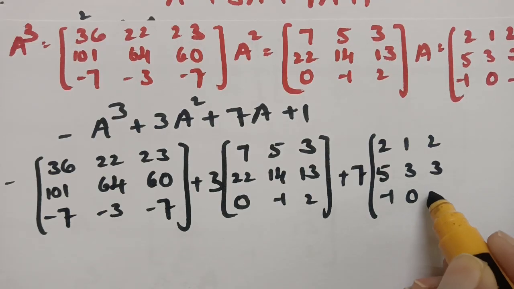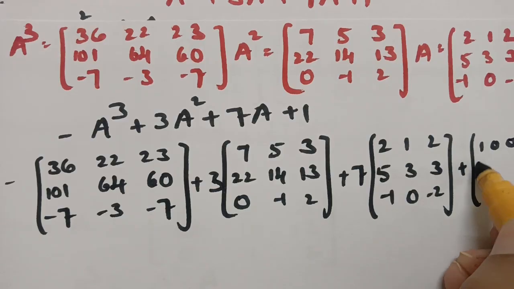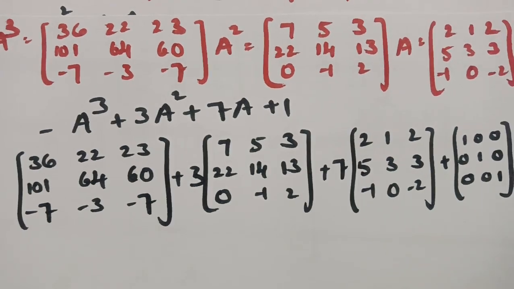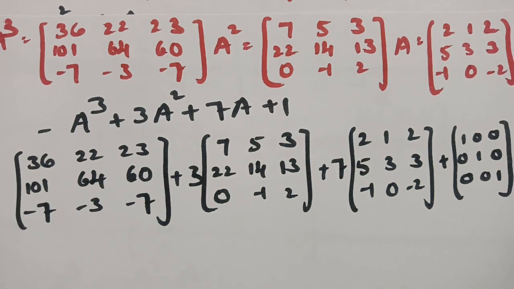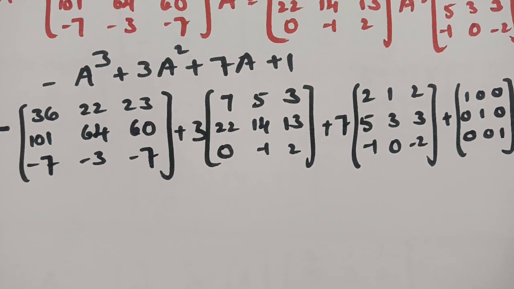This is minus 1, 0, minus 2, plus I, whose value is nothing but 1, 0, 0, 0, 1, 0, 0, 0, 1. Clear? Now if it becomes 0, then our Cayley-Hamilton theorem is satisfied.